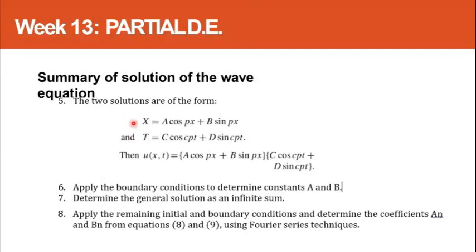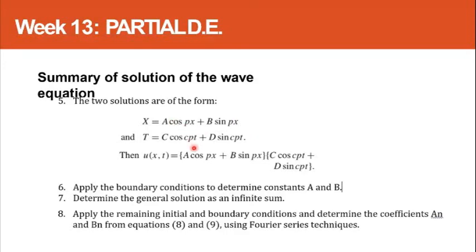So here, we have two solutions in the form of x and t natin. Yung first natin is x is equal to a cosine px plus b sine px. And yung value natin ni t, which is we have c cosine cpt plus d sine cpt. So ito na yung value natin na napalitan na rin natin si u. And also yung constant natin na value ng a, b, c, and d.